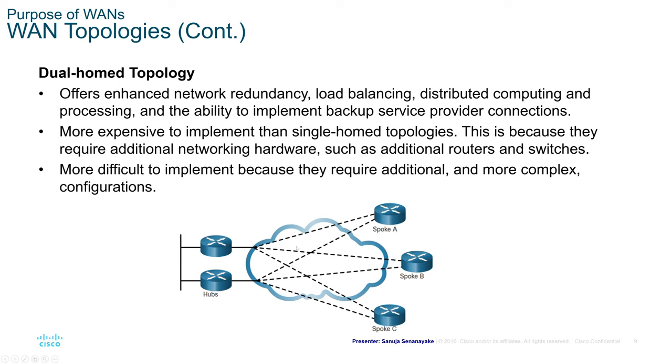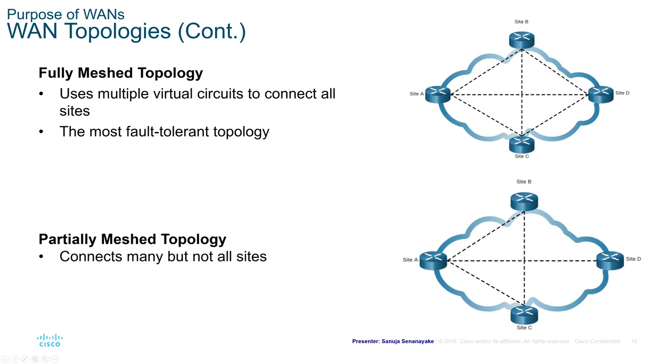It doesn't have a single point of failure. However, it is more expensive to implement than the single home topologies. This is because they require additional networking hardware, such as additional routers and switches. It is also more difficult to implement because they require additional and more complex configuration, because of the complexity of the network. However, the advantages, as mentioned before, are there as a result of the dual home topology having multiple connections to these hubs as opposed to having a single point of failure.